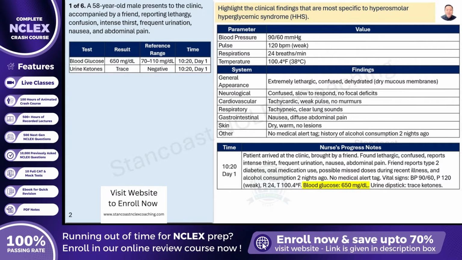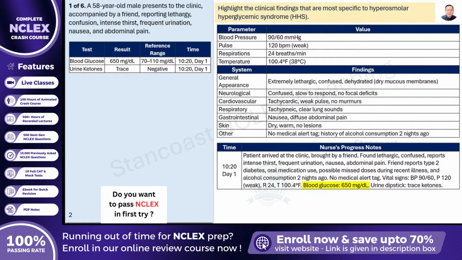Whenever there is extreme hyperglycemia, this can lead to increased osmolality. So here we are talking about increased concentration of the solutes in the blood, and we're talking about glucose. And this is the main reason why the symptoms are appearing in this patient.